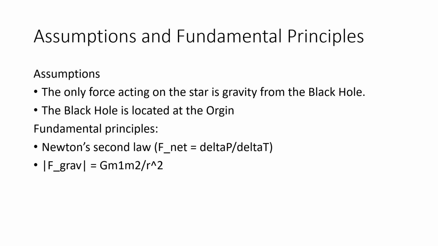Now, the fundamental principles we're going to use here are Newton's second law, i.e. that F net is equal to delta P over delta T, and Newton's law of gravitation, which is that the magnitude of the force due to gravity is the universal gravitational constant multiplied by the two masses involved divided by the magnitude, the distance between the two objects, squared.